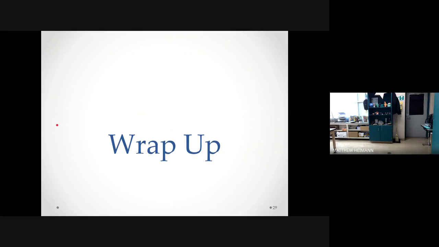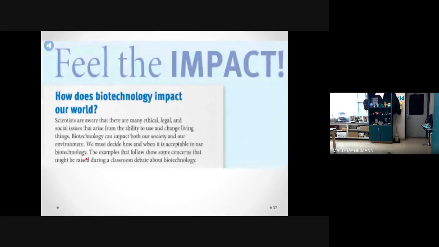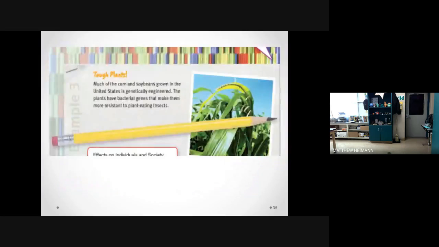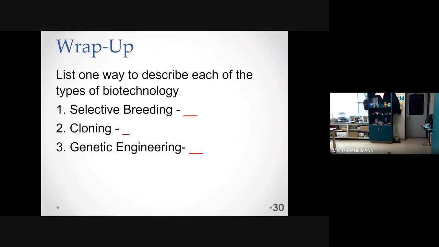So if our internet comes back on soon, let me just finish this video here. Wrap up. List one of the ways to describe each of the types of biotechnology. So how would you describe selective breeding, how would you describe cloning, and how would you describe genetic engineering. There's an extension activity. It should be fun. All right. So I'm going to stop this recording, and then we can get on. Hopefully our internet works soon.